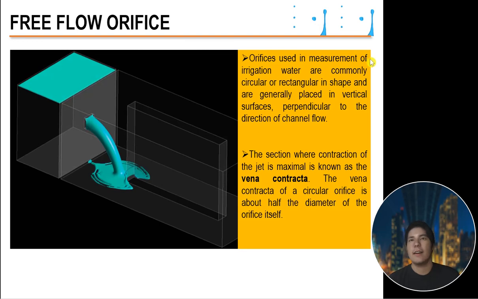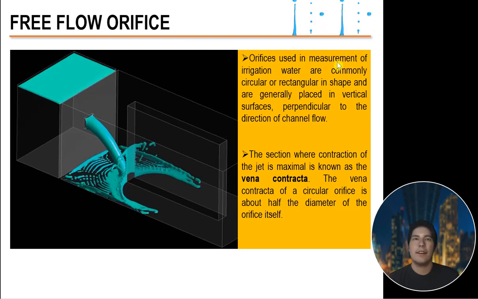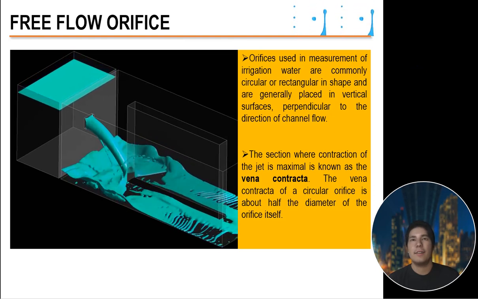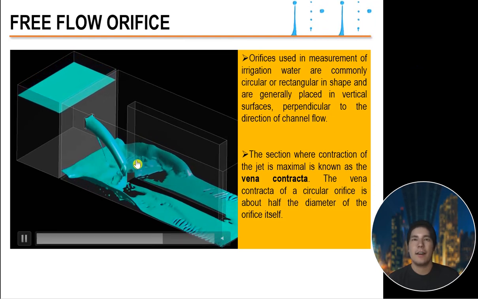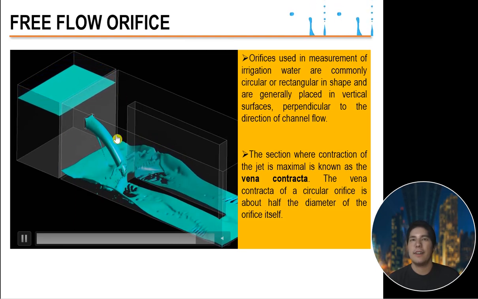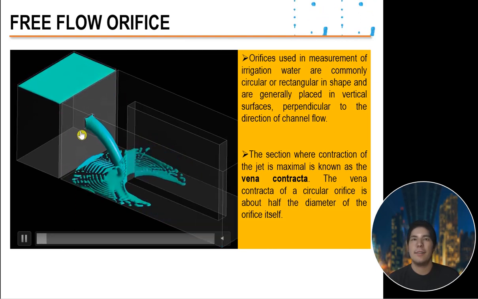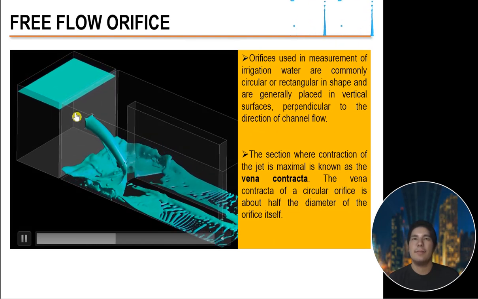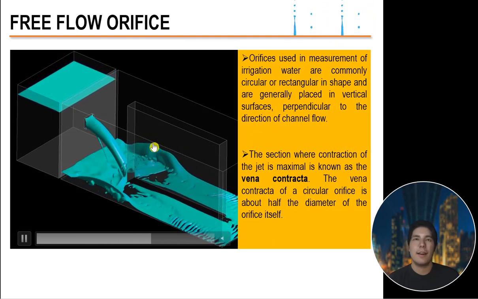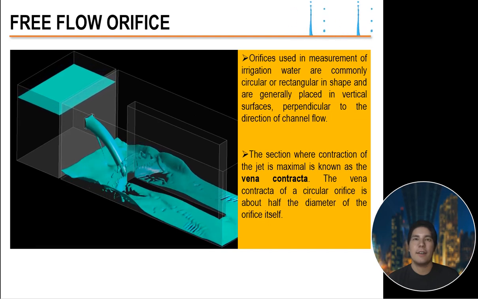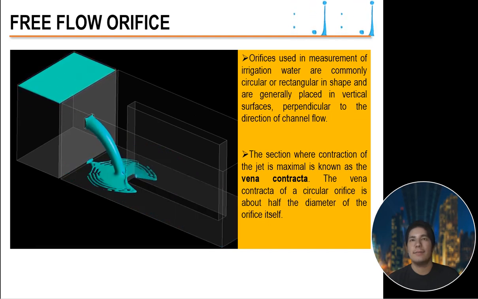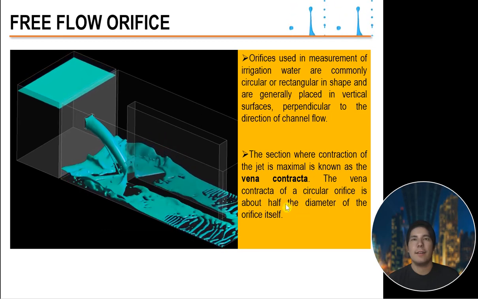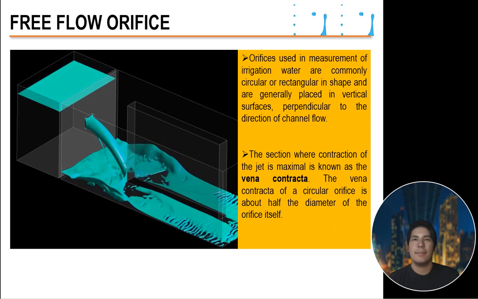So, free flow orifice. Orifices used in measurement of irrigation water are commonly circular or rectangular in shape and generally placed in a vertical surface, such as shown here. So, it is here on the vertical surface. That is where we place it, perpendicular to the direction of channel flow. So, the section where contraction of the jet is maximal is known as vena contracta. Okay, so the vena contracta of a circular orifice is about half the diameter of the orifice itself.